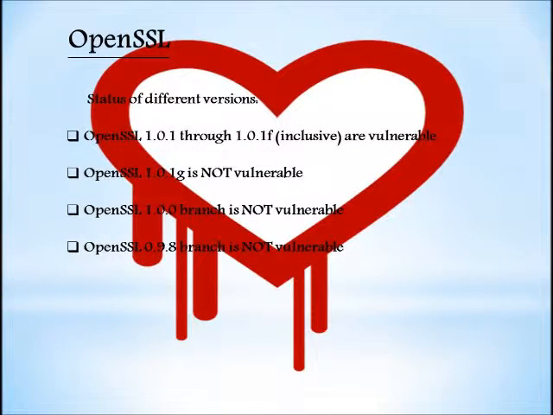OpenSSL status of different versions. There are a few versions which are vulnerable and not vulnerable. The vulnerable one is OpenSSL 1.0.1, inclusive, whereas the not vulnerable are OpenSSL 1.0.1g, the OpenSSL 1.0.0 branch, and the last one is the OpenSSL 0.9.8 branch.